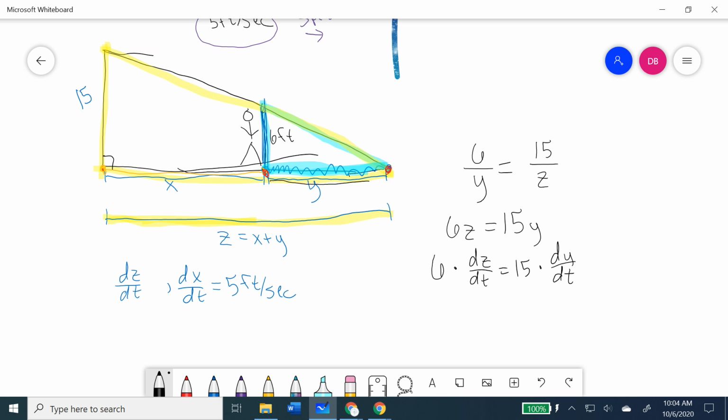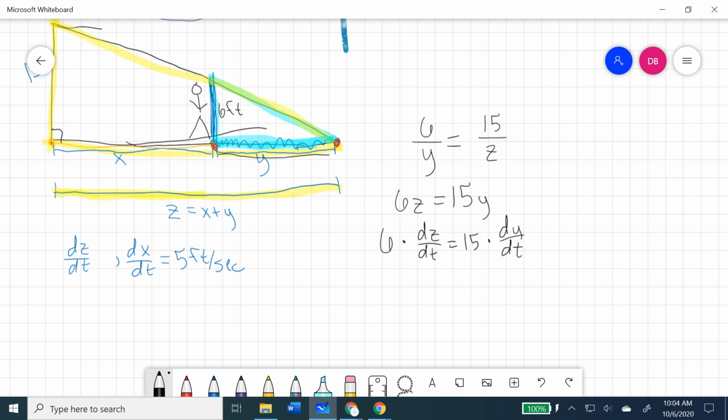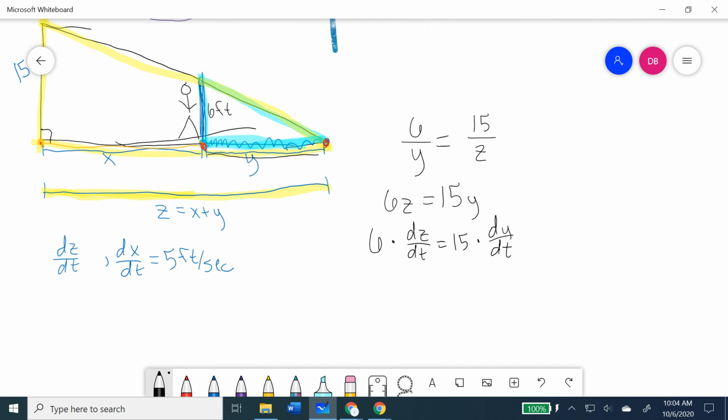Now, dy/dt is how quickly the shadow is moving. dz/dt is how quickly the tip of the shadow is moving. But what is it that I know? I know dx/dt. So I've got to bring that into play. The rate of change of z is going to be the sum of the rate of change of x plus the rate of change of y.